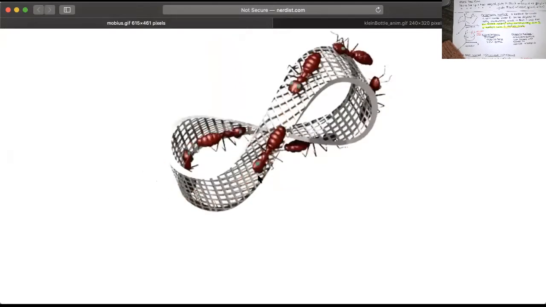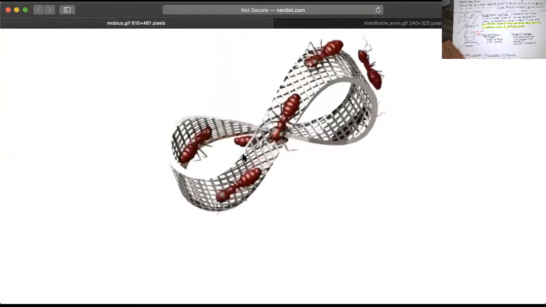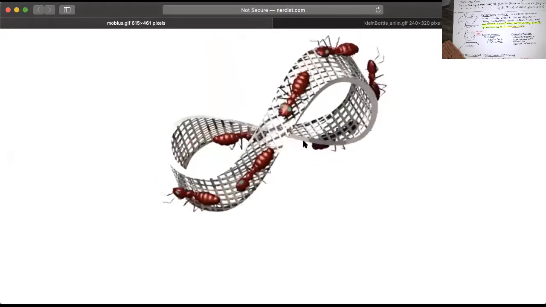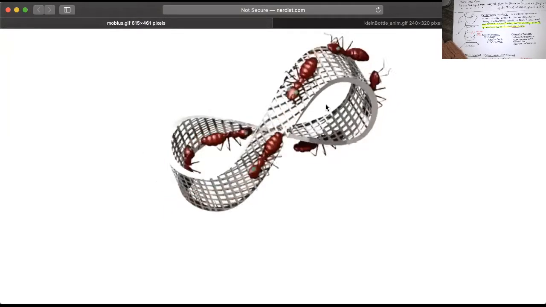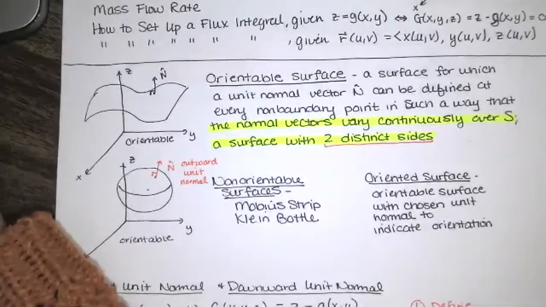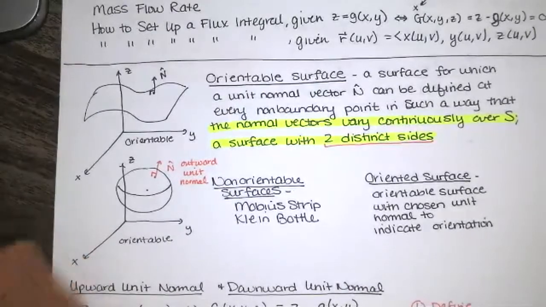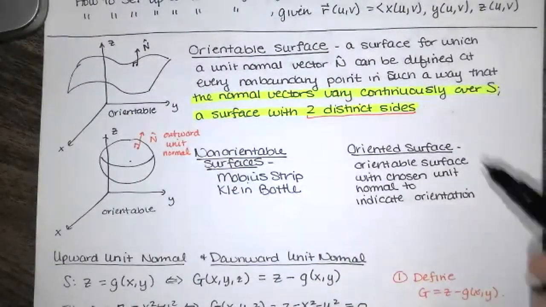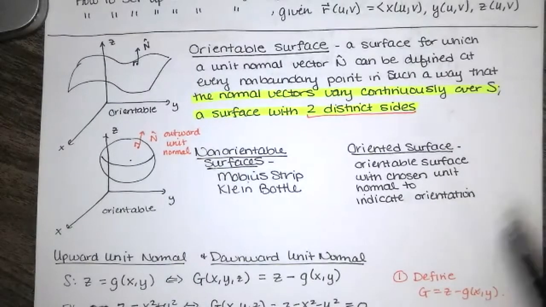See those ants? They're crawling along on the surface and then suddenly they flip. Now that might just be a consequence of the design of the GIF. But that's the idea. It's that unit normal vector abruptly changes from one side to the other side. So those are non-orientable surfaces. Now an oriented surface is an orientable surface with a chosen unit normal vector that allows us to indicate orientation.